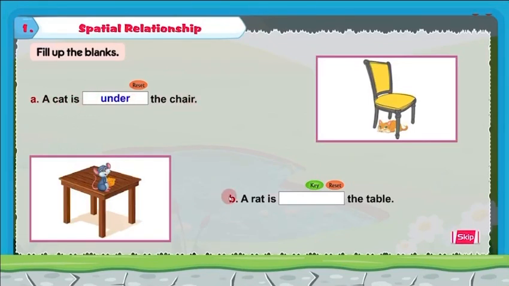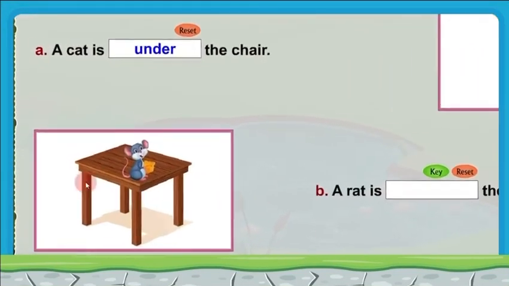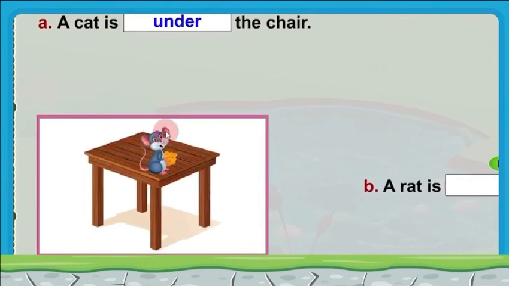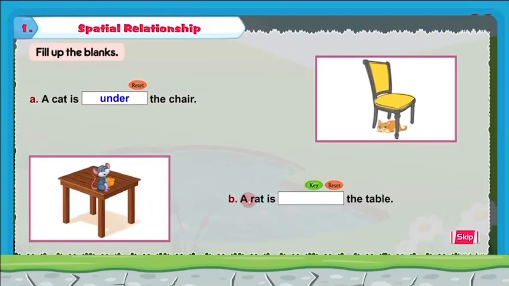Now B. A rat is dash the table. So in this picture you can see this is the table and this is a rat. Where is the rat here? The rat is on the table. A rat is on the table. Yes, if you see this picture, you can see this is a table and this is the rat and the rat is on the table.